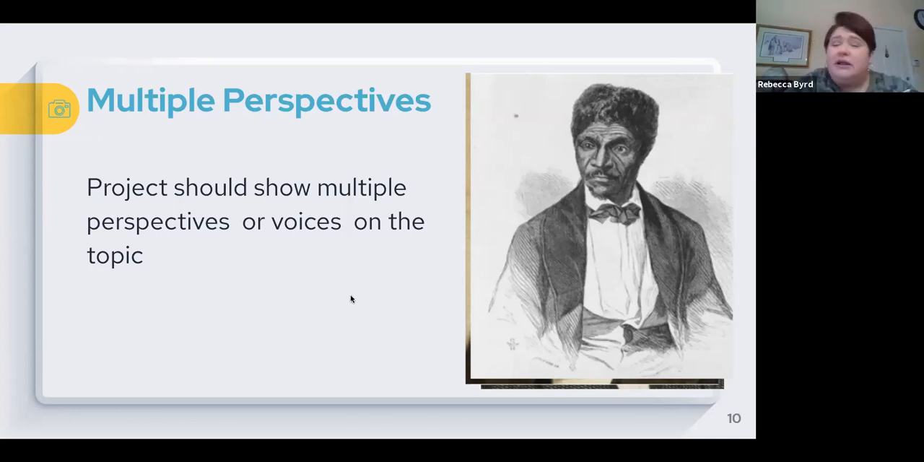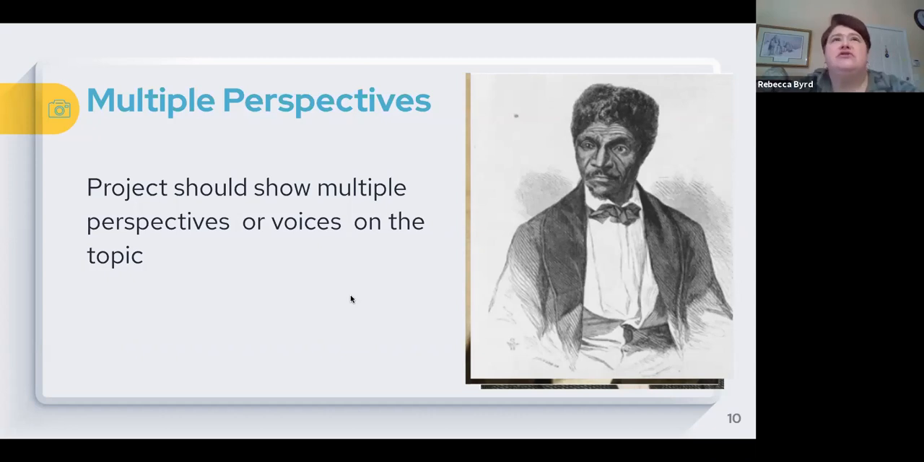Now, probably none of you are doing a project that relates to the expansion of slavery in the American West, but you really want to think about who has power in this event, who is affected by this, and what is their take on it. A lot of times when we look at perspective, we think of it in terms of pros and cons, for and against, but it really goes deeper.